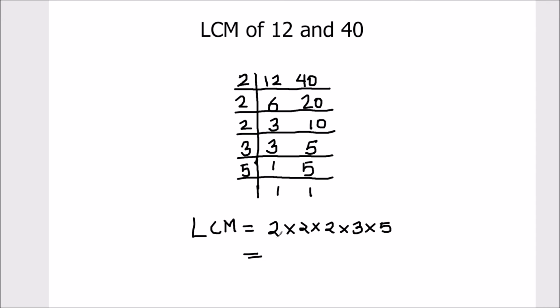Let's multiply the numbers. 2 times 2 is 4. 4 times 2 is 8. 8 times 3 is 24. And 24 times 5 is 120. The LCM of 12 and 40 is 120.